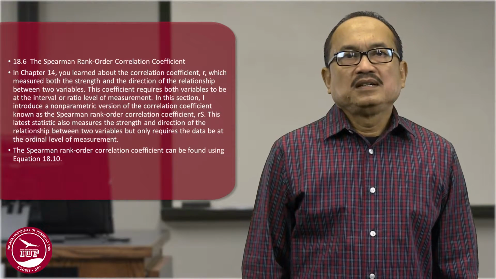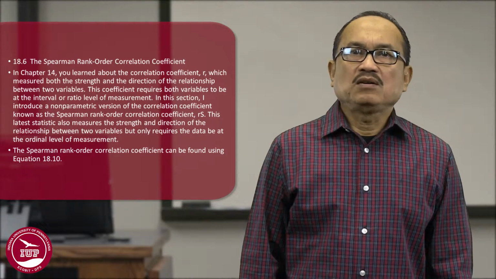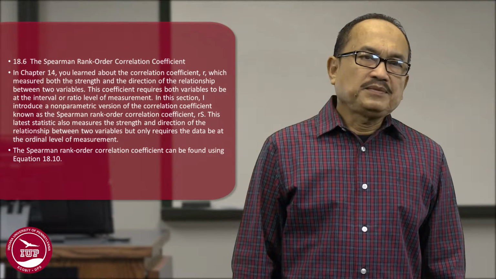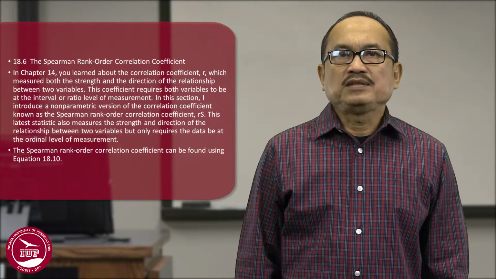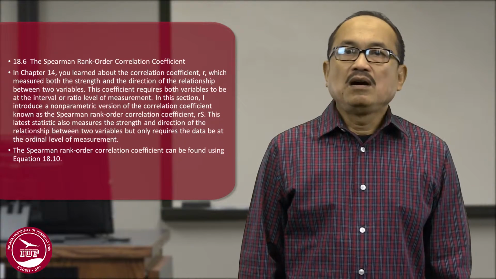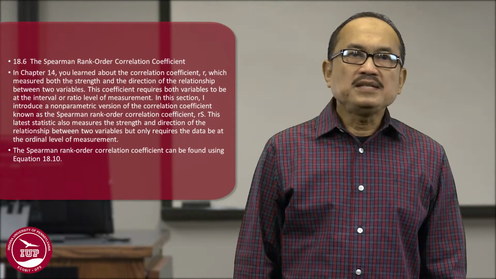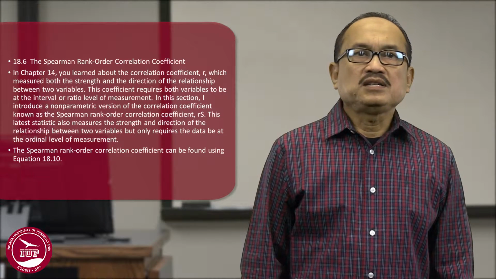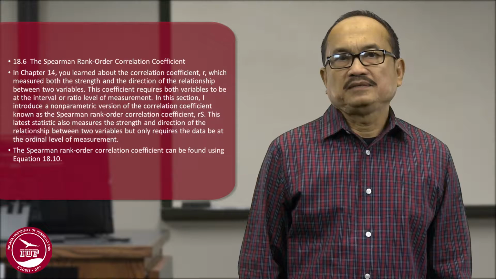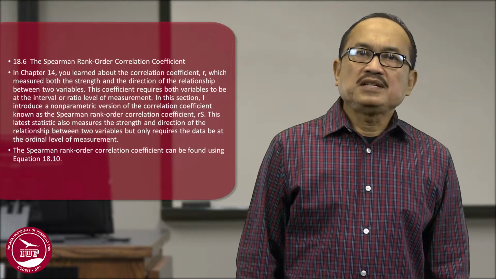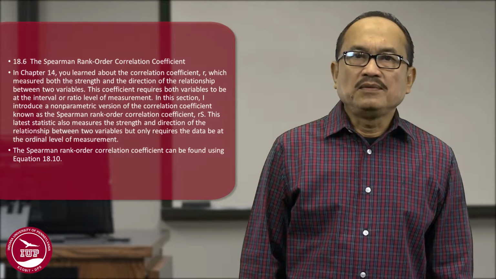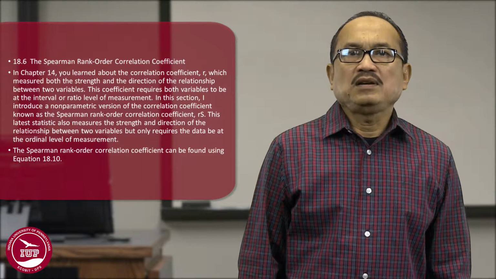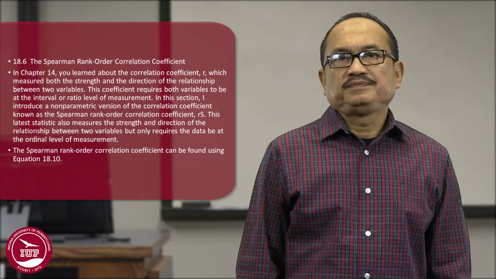18.6. The Spearman rank order correlation coefficient. In chapter 14, you learn about the correlation coefficient, r, which measures both the strength and the direction of the relationship between two variables. This coefficient requires both variables to be at the interval or ratio level of measurement.